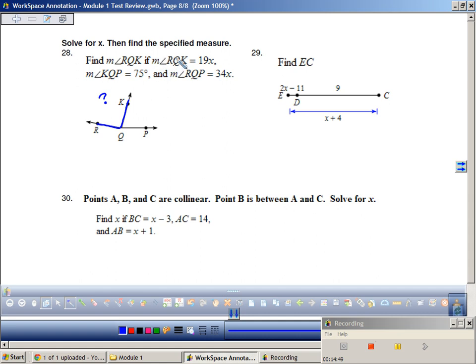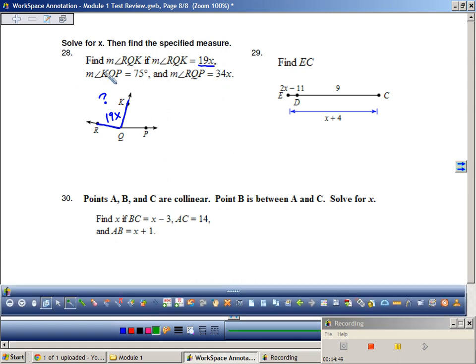If the measure of RQK is 19x. Okay, so they're giving me a little more information, 19x. I may not know what 19x is, so they must want me to find x. So I can substitute it back in and then find it, right? That's what I'm guessing. Let's continue. So this is 19x.